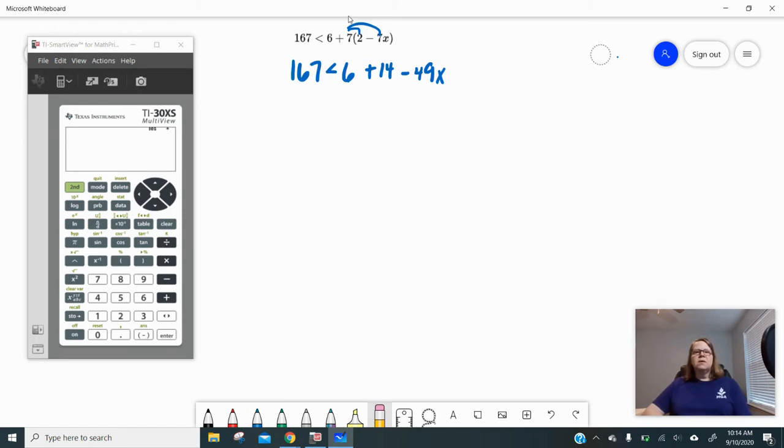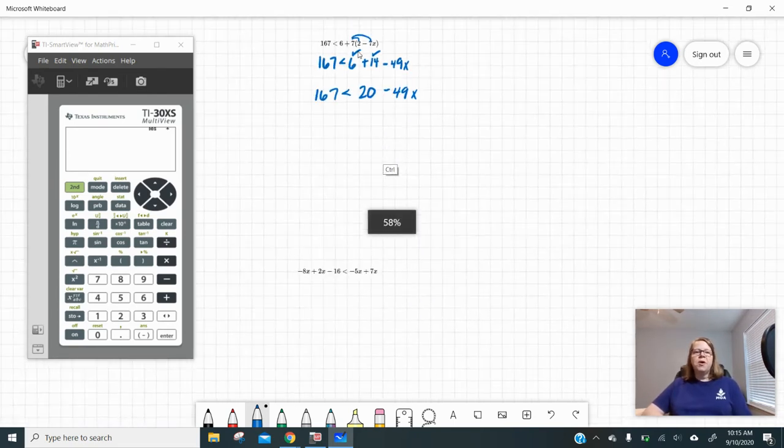All right, let me erase this over to the side. Now we got rid of the parentheses. Now we just need to see if we can clean up by combining some like terms. On the left, there's nothing to do, so we'll just bring all that down. But on the right side, think about what you can combine. You've got a 6 and a 14, and those are just numbers. So 14 plus 6 is 20, and you can bring down the negative 49x. Nothing to combine that with because there's no other variable in the problem.